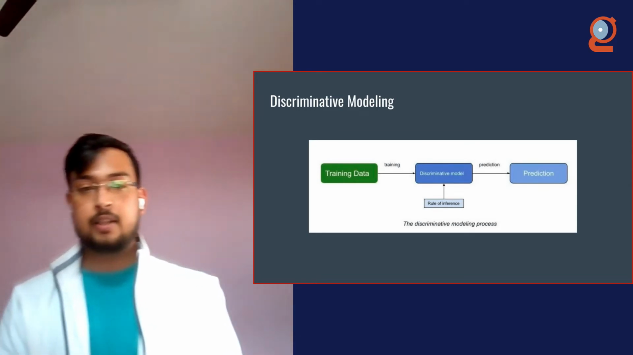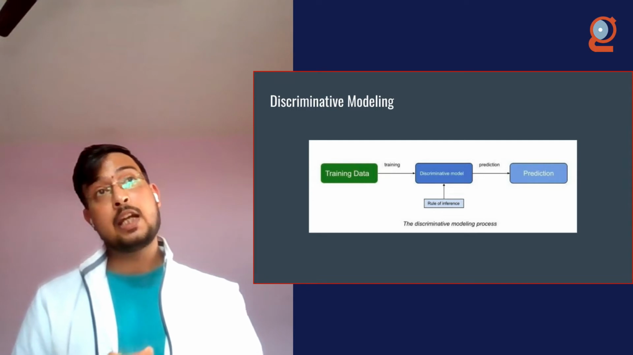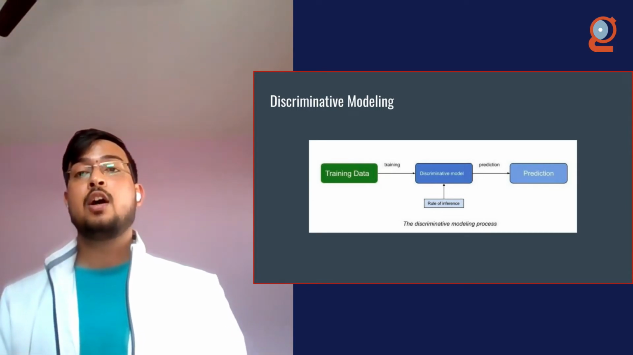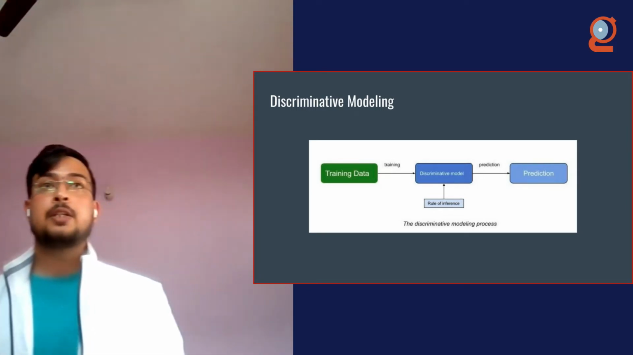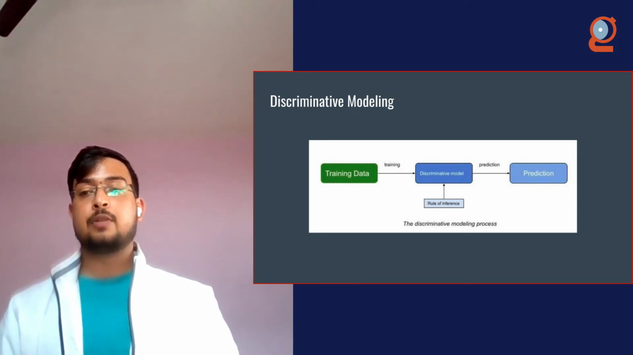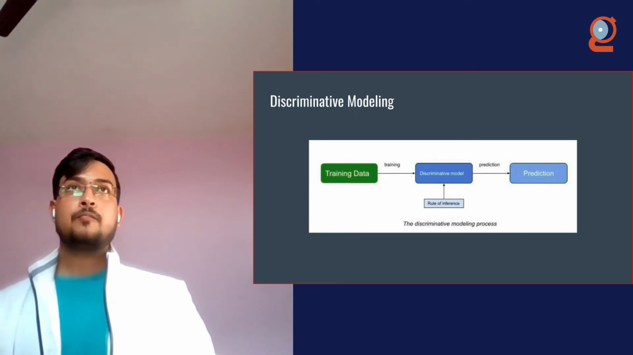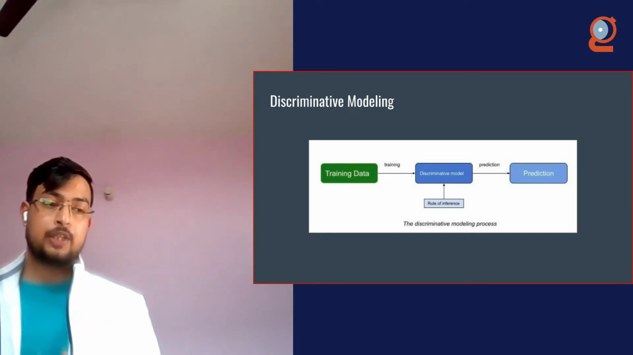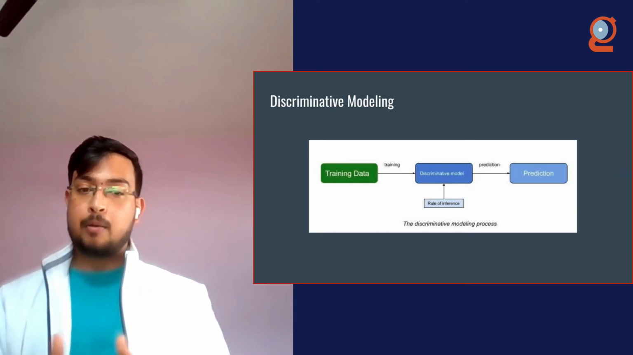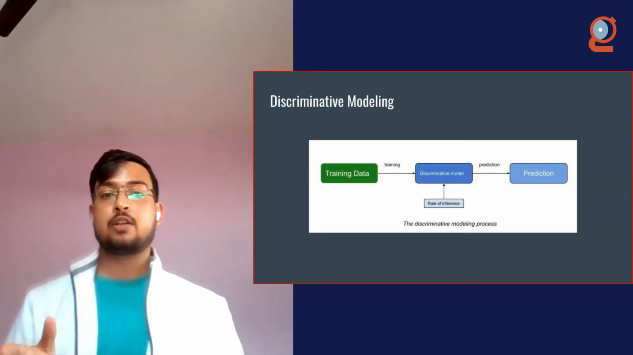We have a training data set, and for the training, we have rules of inference, like in the case of a binary classifier. We discriminate between objects, right? If I have a cat and a dog, and we have trained a neural network to distinguish between a cat and a dog. So first, we train the model. We pull out some rules of inference through which we can distinguish between a cat and a dog.